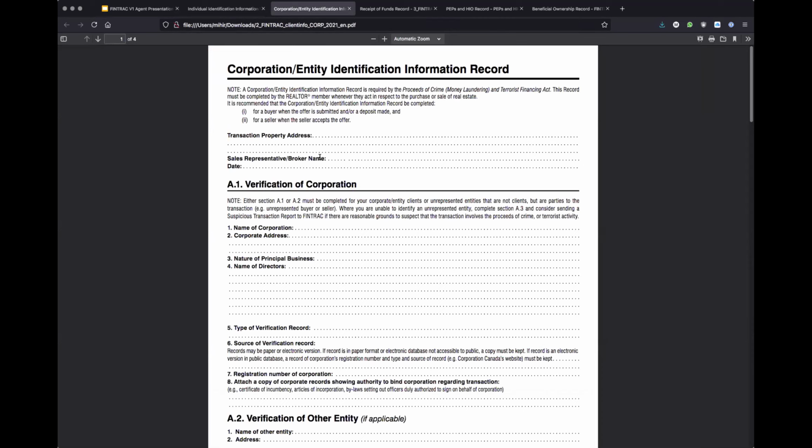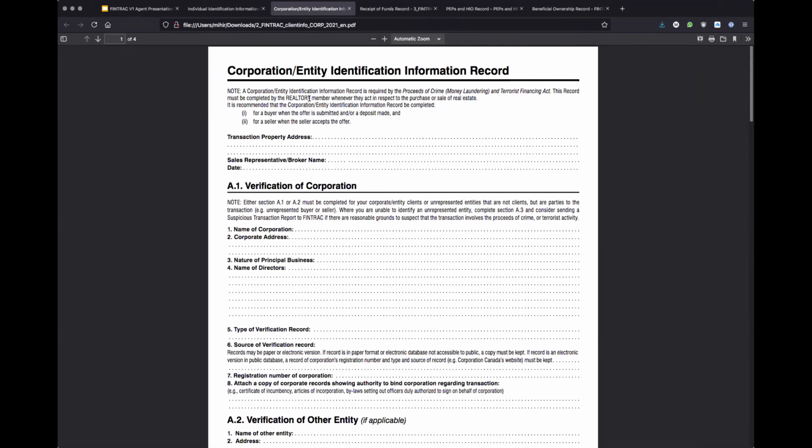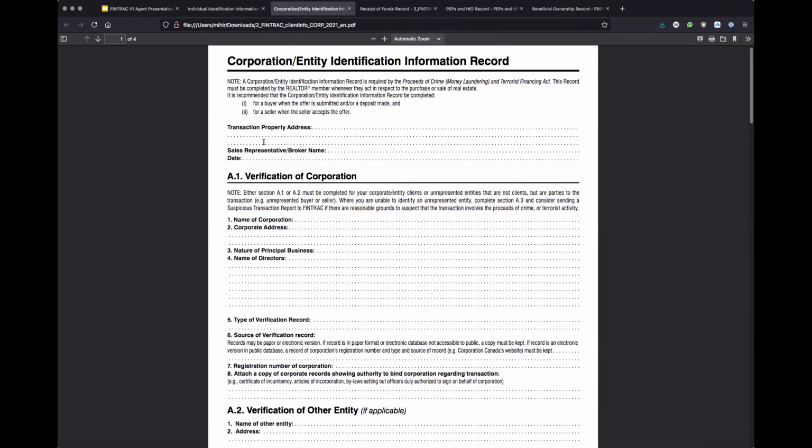For the time being, any sort of corporation that is not a crown corporation or a bank, you are required to complete this for. This record will include information like, of course, just like the other form, the property address, sales broker name, your name, the date of the transaction, the name of the corporation, corporate address, nature of principal business, and name of directors.